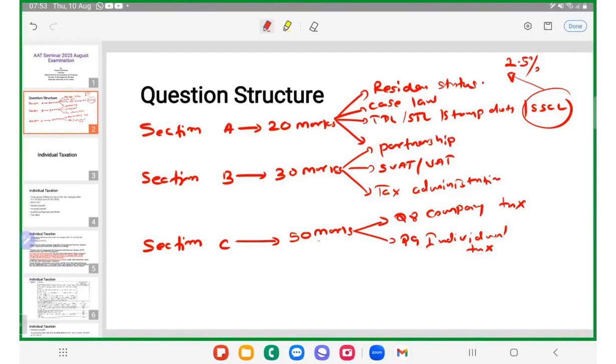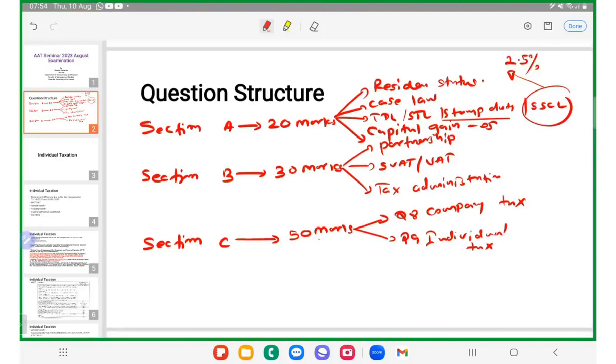In Section A, there may be some possibility of stamp duty, which we have already discussed. There may also be a possibility of capital gain. This capital gain may be tested either in Section A for 5 marks or Section B for 10 marks. If the capital gain is tested in Section B, then tax administration comes to Section A. So this is the paper structure, for your understanding.